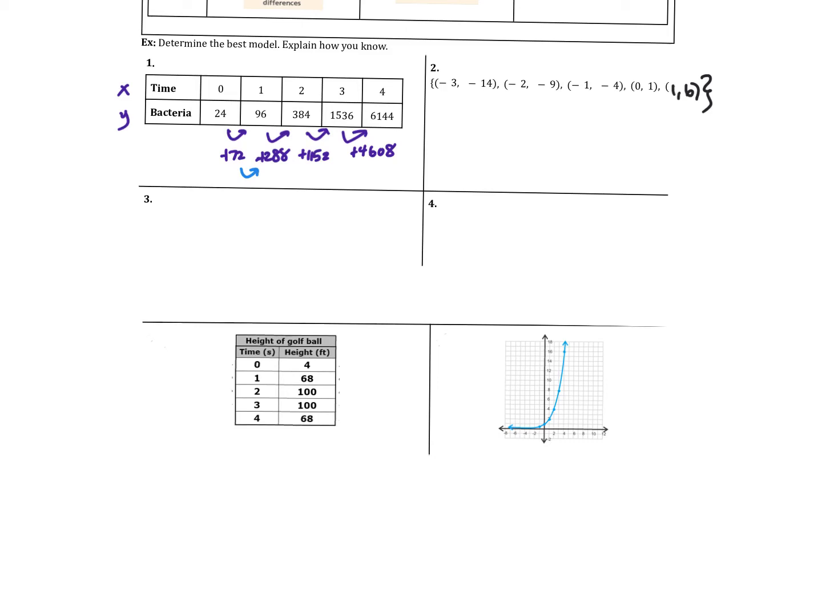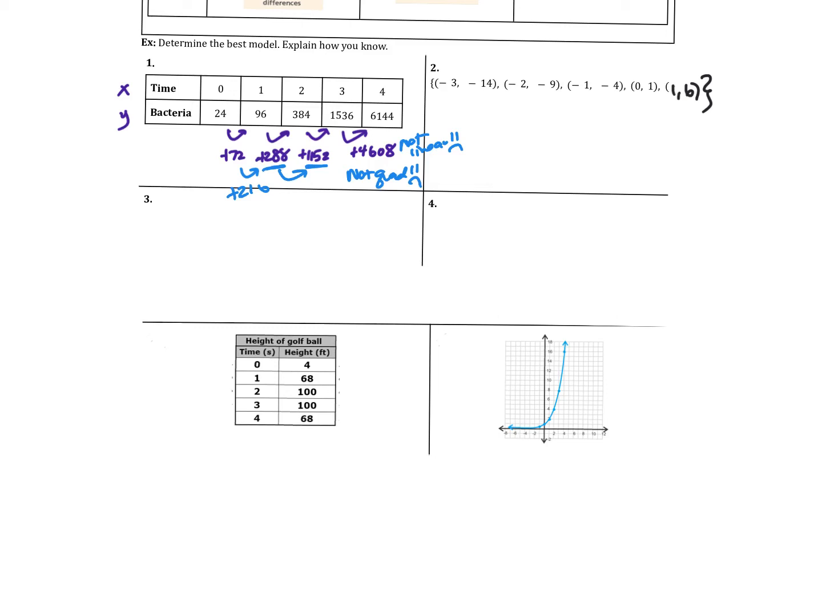To get from 72 to 288, I am adding 216. Now, I can already tell that I'm not going to be adding 200. I'm going to be adding a lot more than 216 to get from 288 to 1,152. So it's also not quadratic. And I'm not going to keep checking these numbers as soon as I know, which means we're only left with one type of model, and that is our exponential. But let's check and see.